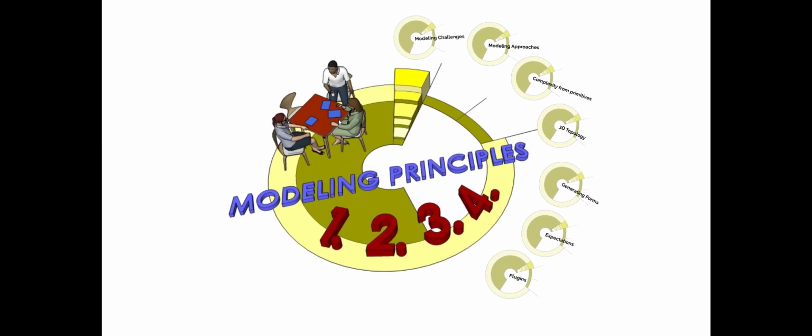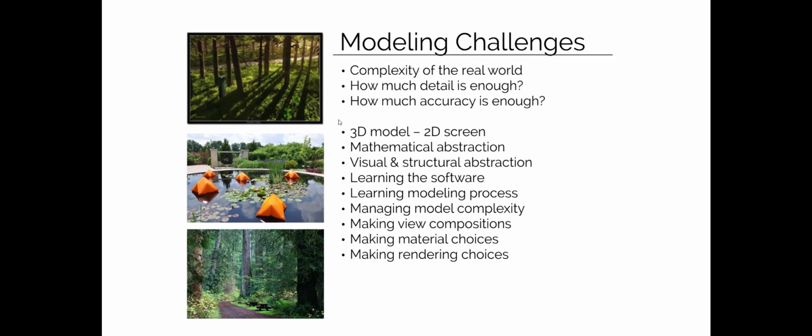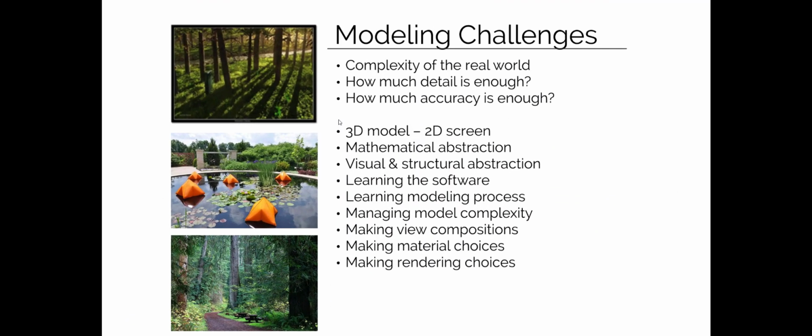Okay, now let's take a look at some modeling principles. One of the challenges, obviously, we've talked about this, you probably remember this from 251, is just the complexity of the real world. How much detail is enough? And this has always been the most difficult thing about working with landscape architecture, because by the time we just simply get the context of a site in, we've already got a ton of geometry.